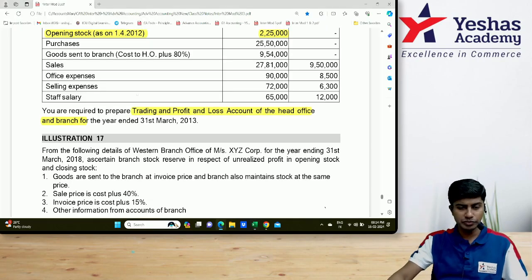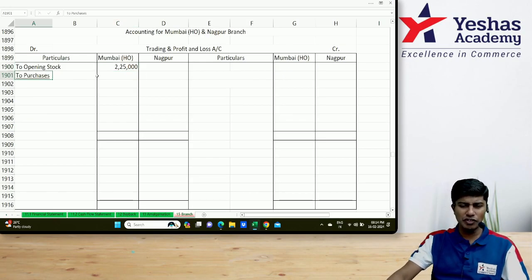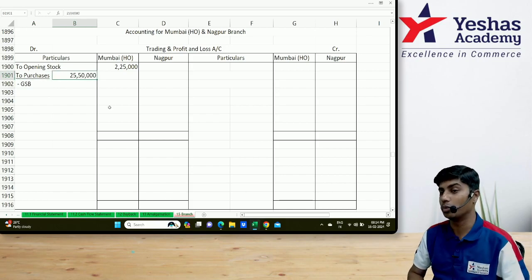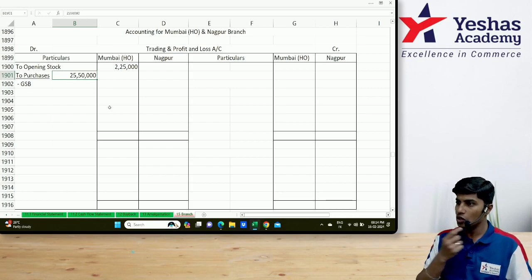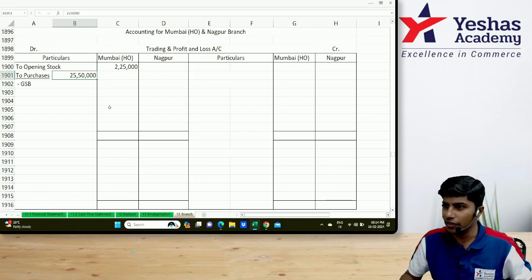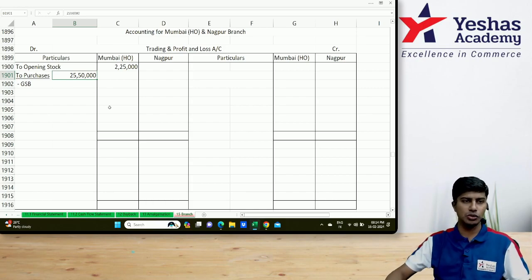Head office trading. Purchases, this is again for head office, 25,50,000. This would come under no records of the branch. This is straightforward. In head office trading, I'll write purchases, 25,50,000. Am I right? No. I'll write it in the inner column because we might have to deduct goods sent to branch. We have to deduct goods sent to branch from this 25,50,000. So we will wait. 25,50,000 in the inner column. Later we'll deduct goods sent to branch and then post it to the outer column.